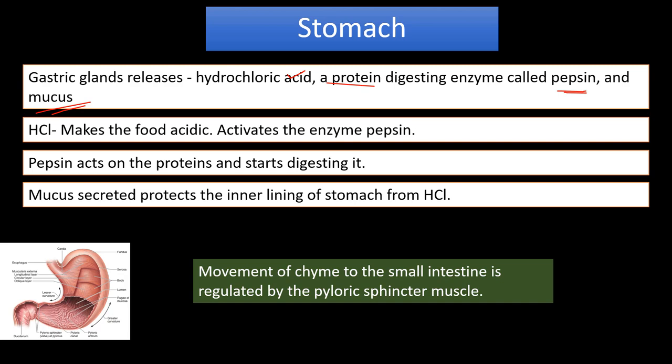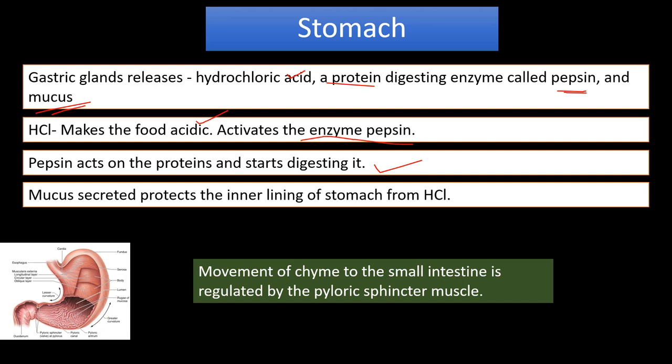Now the second thing, the pepsin can act on the food only if it is acidic. So the food that is coming from the esophagus, the bolus, actually is in alkaline condition. So the HCl makes the food acidic and also activates the enzyme pepsin. Now the pepsin acts on proteins and digests them. Partial digestion occurs here. Now the pepsin acts on the protein to form peptones and proteoses.